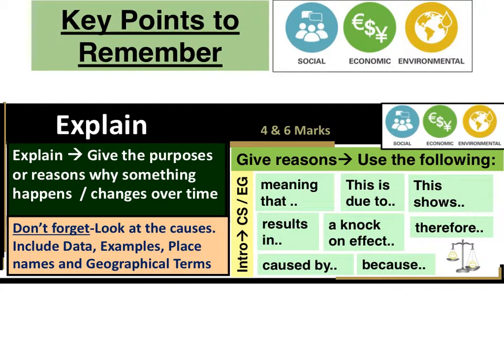So the key points to remember on the explain command word are: give the purposes or reasons for something and why something changes over time. If you can, look at the social, economic and environmental aspects, and include keywords, so meaning that, this results in, due to, a knock-on effect of this is, caused by, because and so forth. Of course, where you can include data, examples, geography words, case studies, that will really boost your marks.